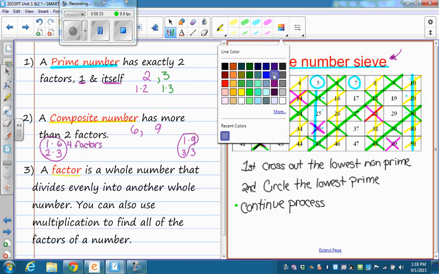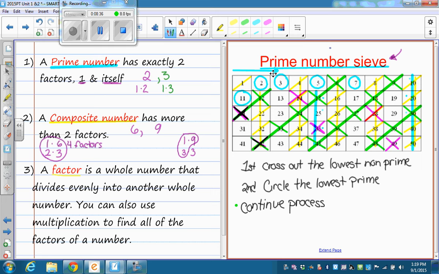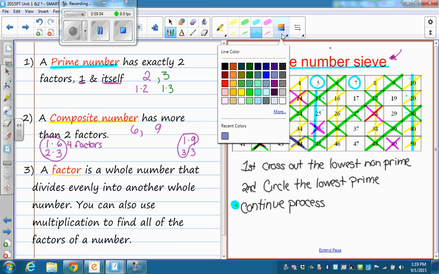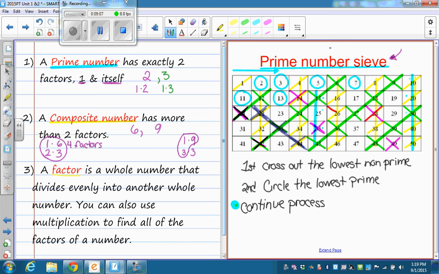We're going to cross out all multiples of 11. 11 plus 11 is 22. Add another 11, it's 33. And another 11, it's 44. So there are your primes, and there are your non-primes. And the next uncircled number is prime. So we're going to continue the process. 13 plus 13 is 26, so we'll cross out 26, add another 13, it's 39, and the next 13 would be 52, it's off the table.